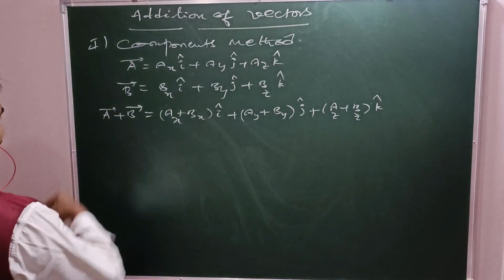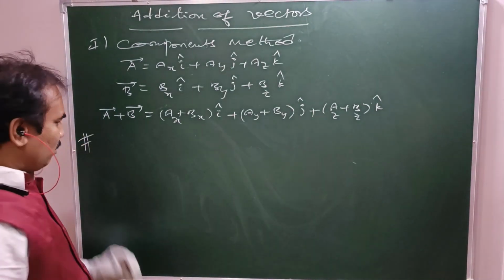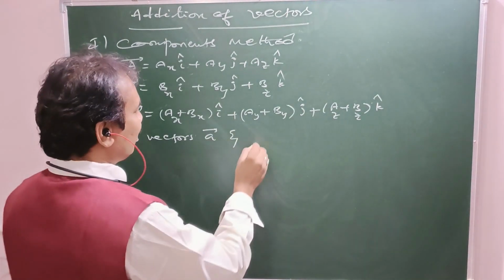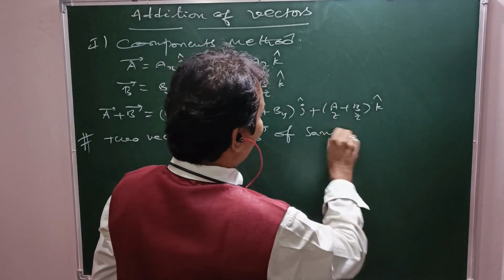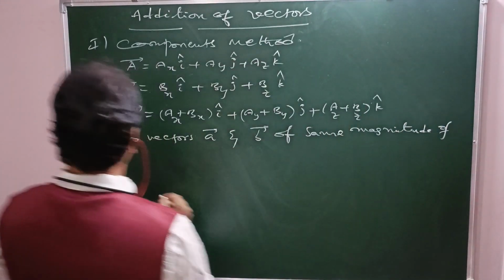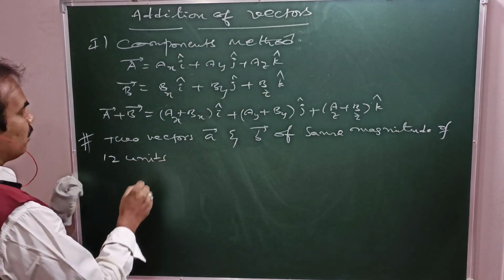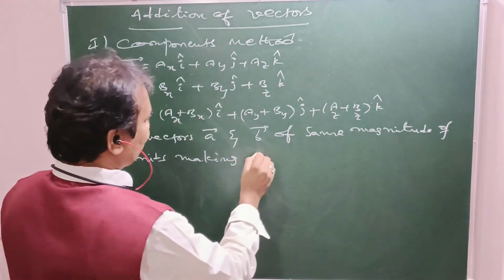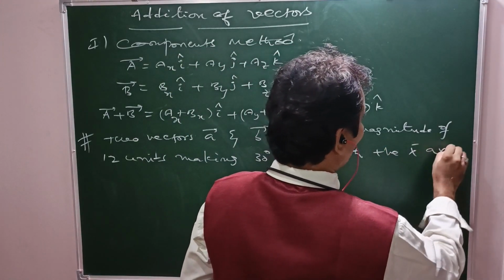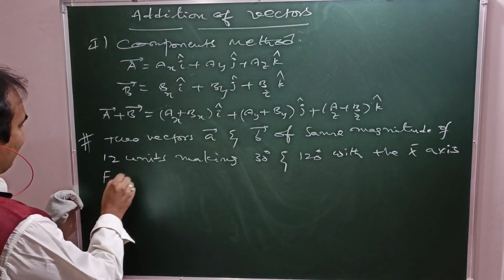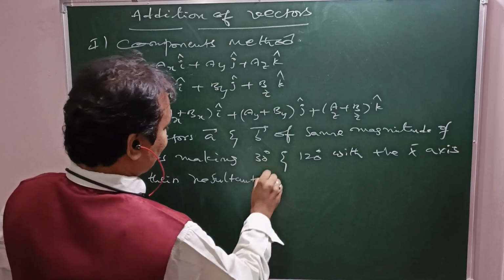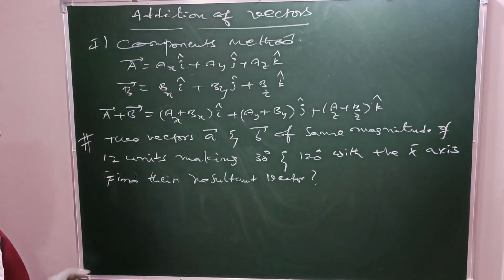Okay, as an example, two vectors a bar and b bar of same magnitude of 12 units, making 30 degrees and 120 degrees with positive x-axis. Find their resultant vector.